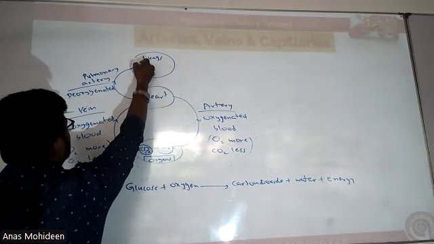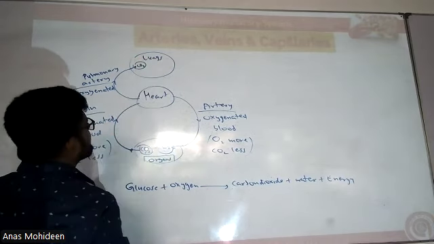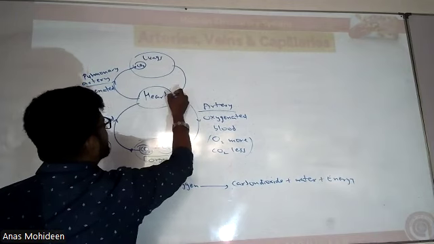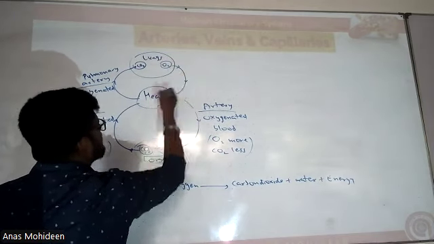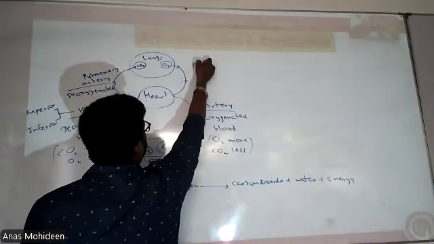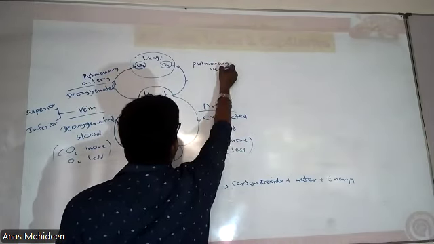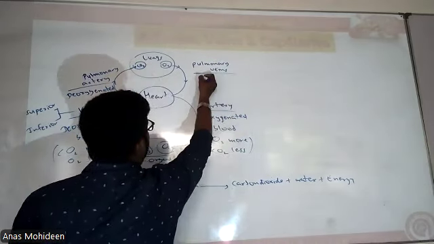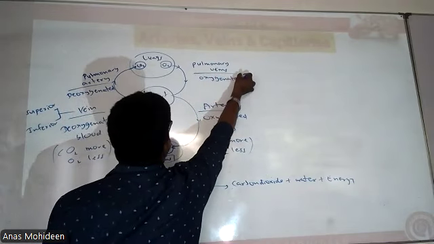To the lungs, carbon dioxide is given. And from the lungs, what is taken? Oxygen. Oxygen is taken back to the heart. And this is done by what? Pulmonary veins. And what type of blood is it? Oxygenated blood.